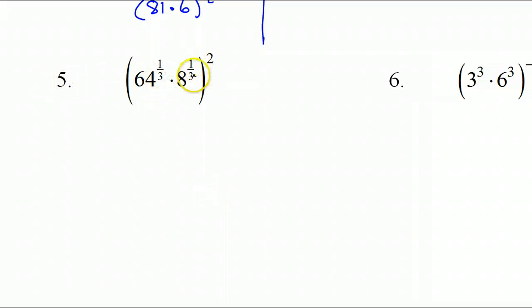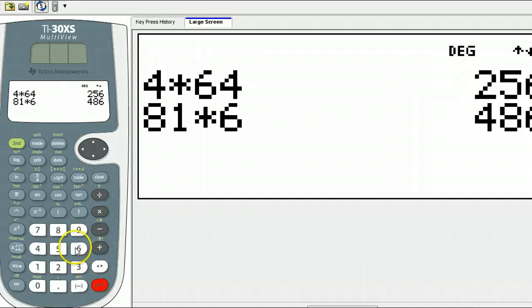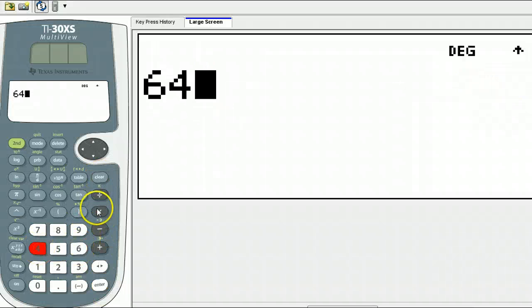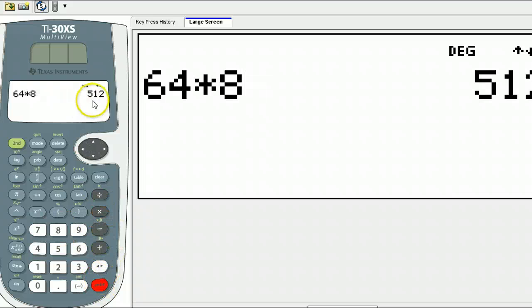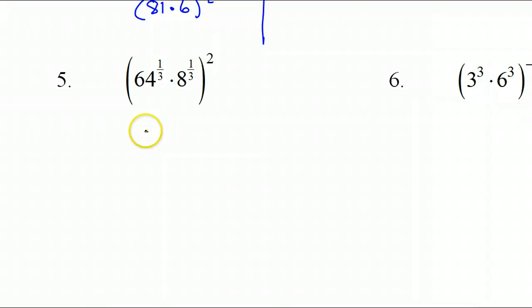Okay, check it out. The exponents are the same. If the exponents are the same, you can go ahead and multiply these bases. So 64 times 8 is 512. So I can go ahead and write 512 to the 1/3 power. Because the powers are the same, I can go ahead and multiply. Alright, now I have 512 to the 1/3 power.